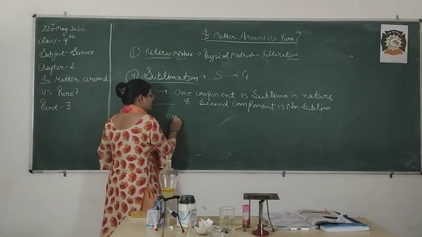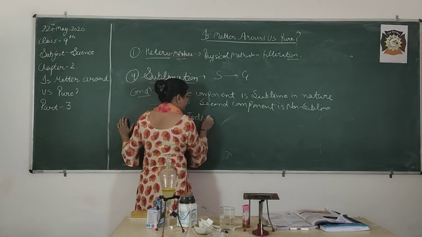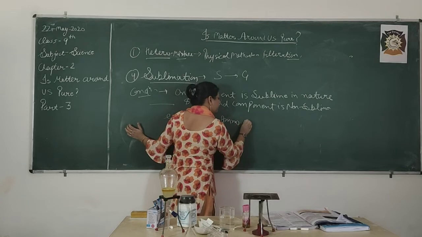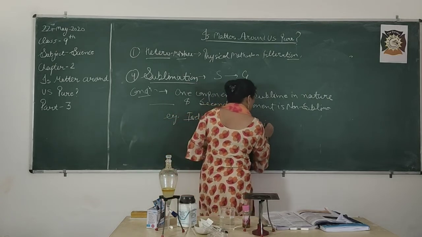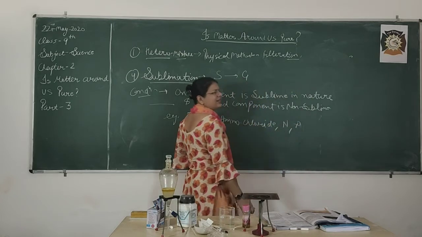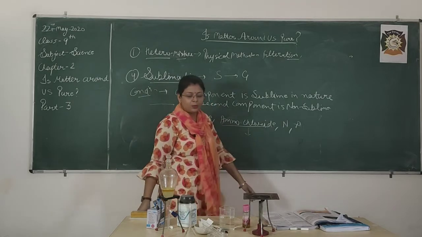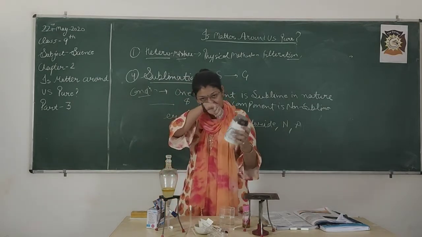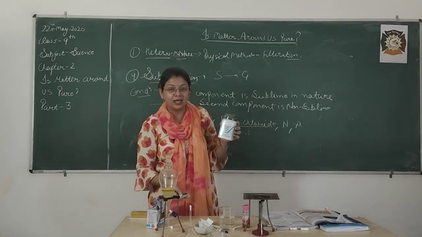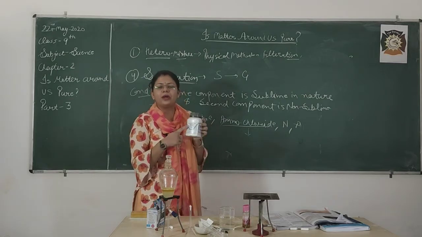Examples for sublime are already discussed. What? Iodine. What? Ammonium chloride. Naphthalene. Anthracene. Already discussed, bachche. So just taking an example of ammonium chloride. Ammonium chloride is easily available in the chemistry lab. This is ammonium chloride. It is packed now because I am not having the gas here, otherwise I would show you the activity. This is white in color.